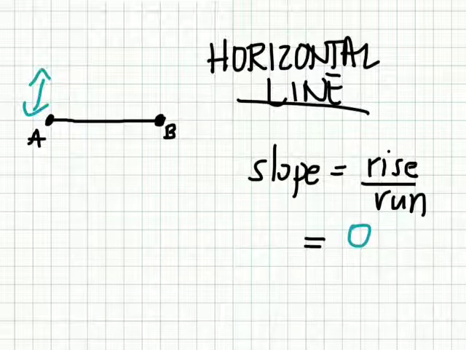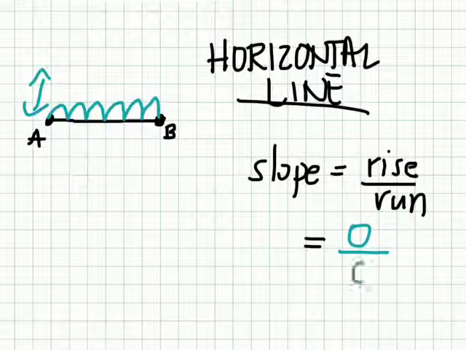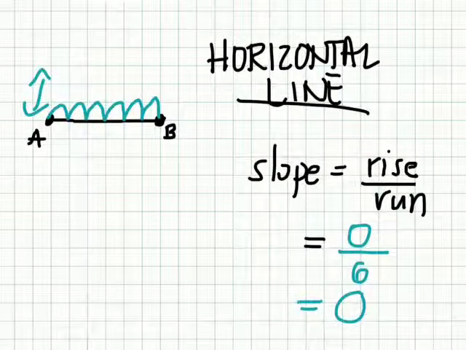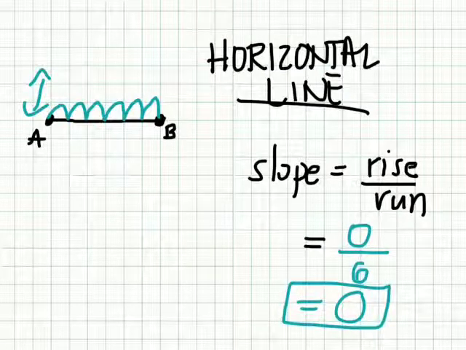Does it run? Yes, left or right. So let's count from A to B. 1, 2, 3, 4, 5, 6. So the run is 6. What's 0 divided by 6? 0. Do you think that any single horizontal line will always have a slope of 0?